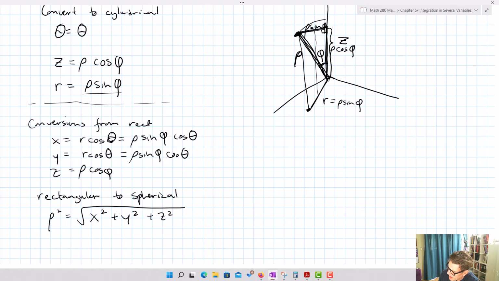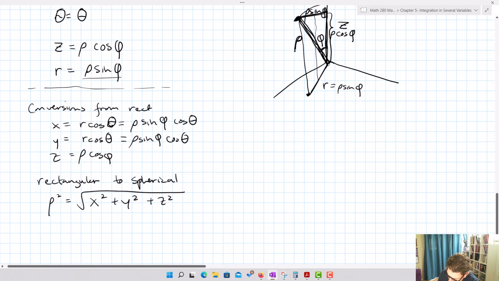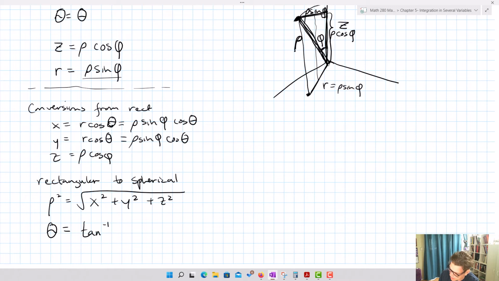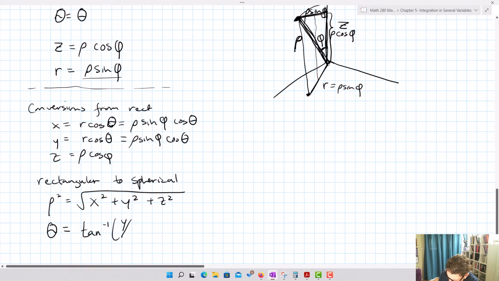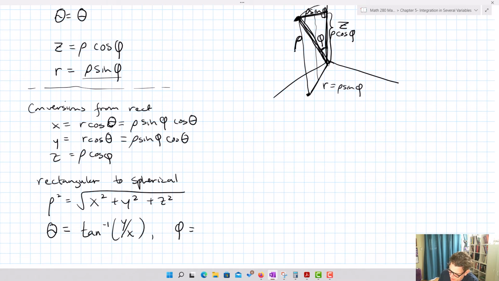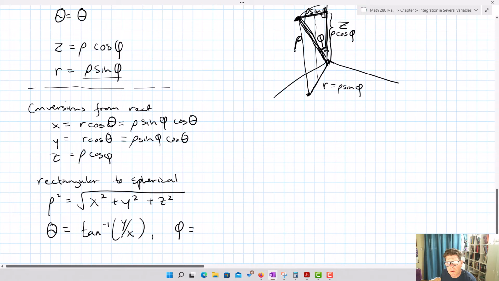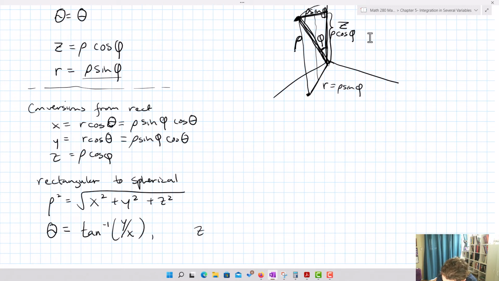We also know that theta is going to end up equaling tan inverse of y over x. Okay. And then the value for phi, if we kind of think about what's going to happen here, why don't we use the cosine phi piece here? So we'll write that z equals rho cosine phi.